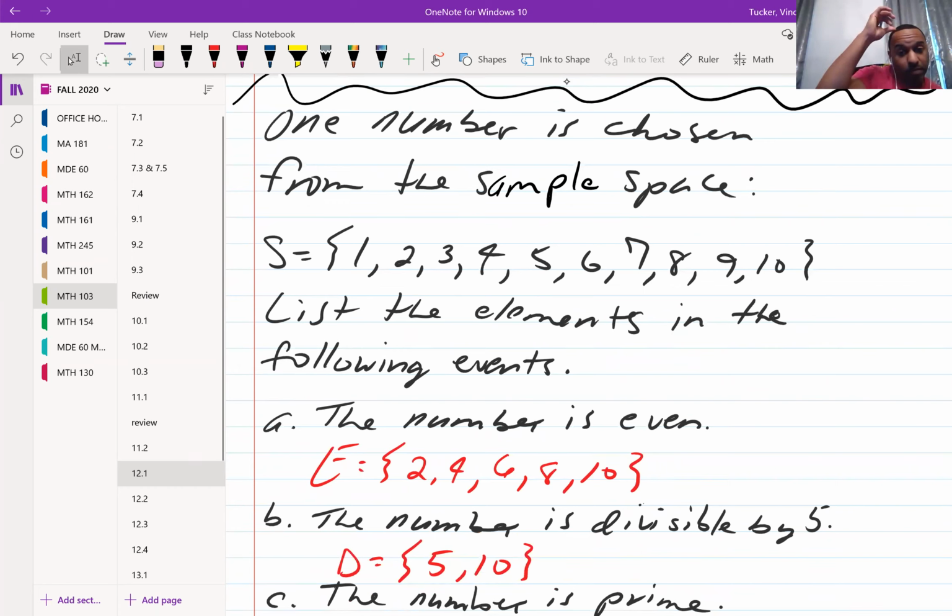Next one, the number is divisible by 5. So the only two numbers that are divisible by 5 in our sample space are 5 and 10.